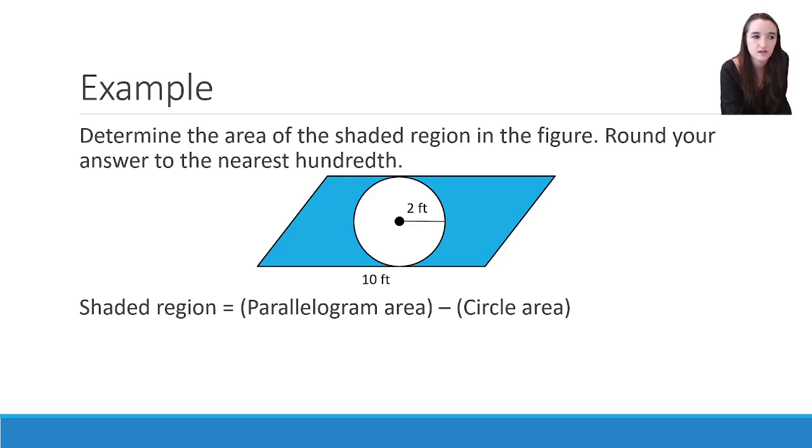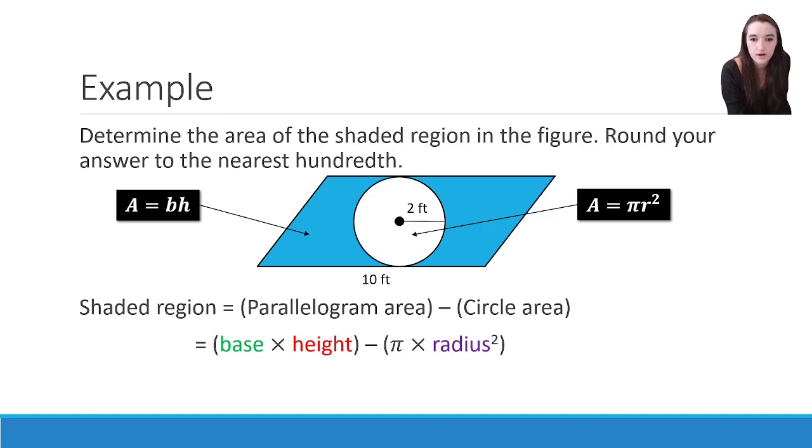But how do we find the parallelogram area? How do we find the circle area? Well, we know these formulas now. Parallelogram area is base times height, and circle area is pi times radius squared. So we need to identify what is the base, the height, and the radius. The base of this parallelogram is easy. That one's given to us. It's right here. That's our base. But the height is not directly given to us. The radius is, and the radius is actually going to help us find the height.